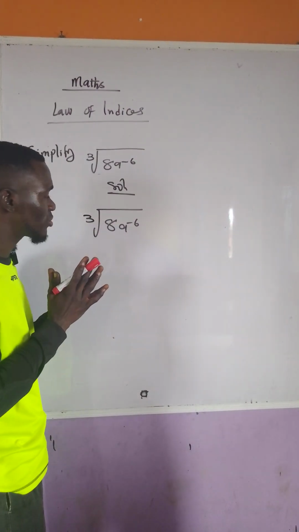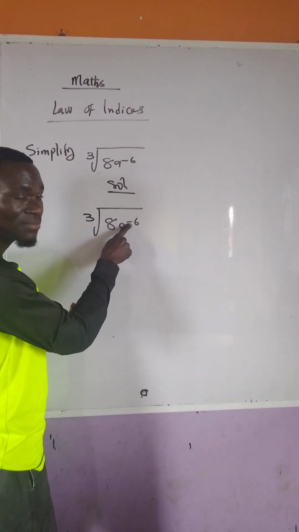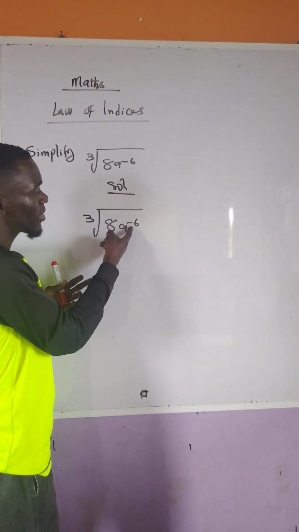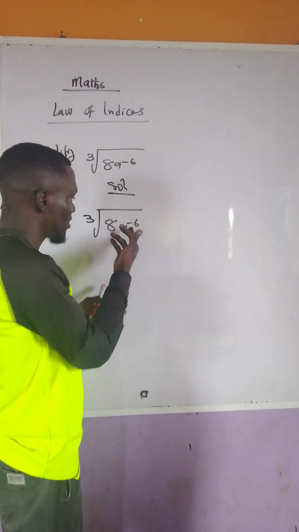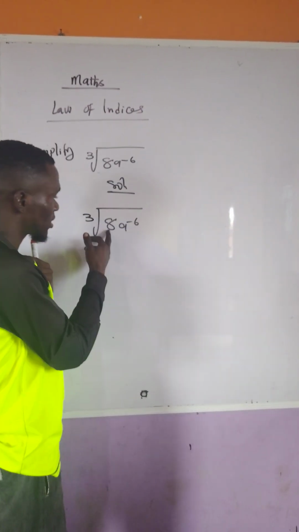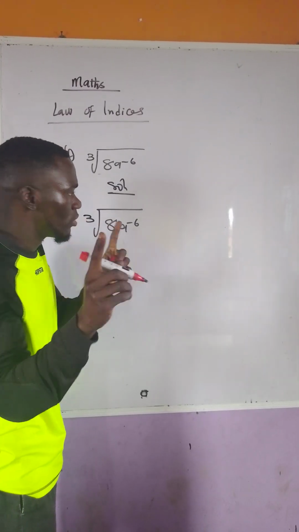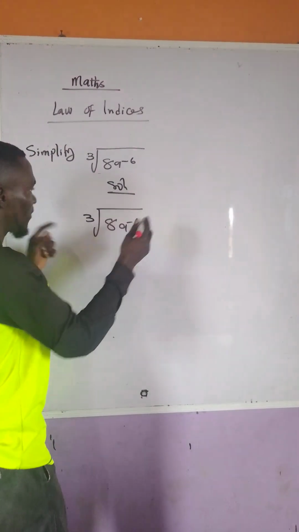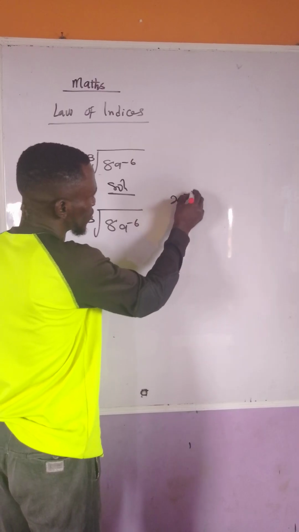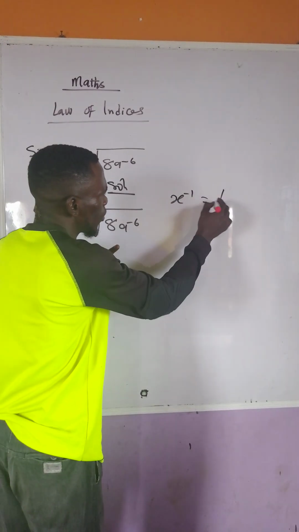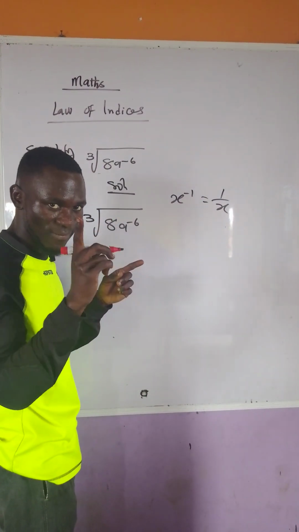What I'm going to do here is try to deal with this minus that is here, because we cannot find the cube root of minus 6. It's not possible because the negative sign is there, even though we can find the cube root of 8. Now remember your law. This is what they call the negative law. If I have x to the power of minus 1, it's going to be 1 over x. Very good.